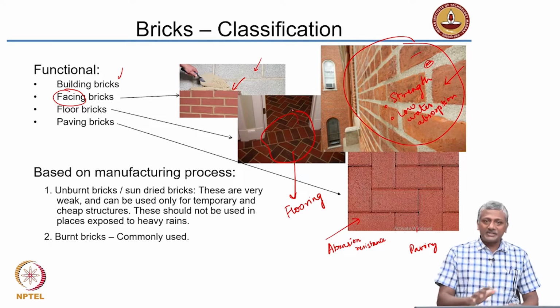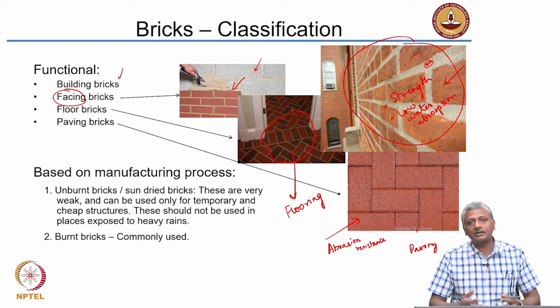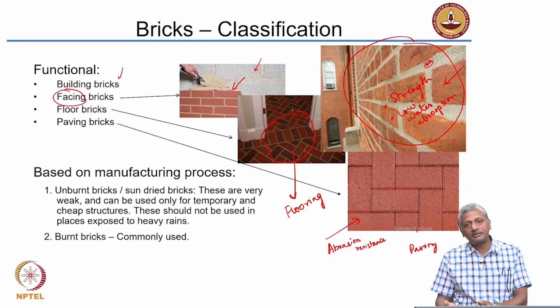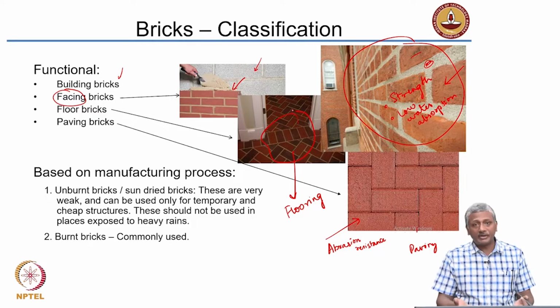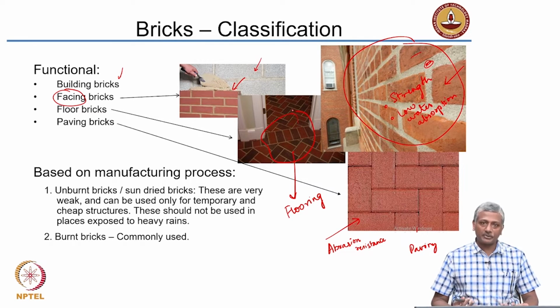Okay. So, that is basically the functional performance of the bricks or functional need of the bricks, either in a wall or on a floor or on a pavement, right, based on which you are defining the characteristics or classifying the brick. Now, there is another way of classification of the brick based upon the manufacture procedure.